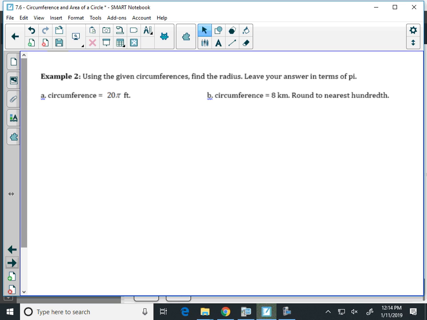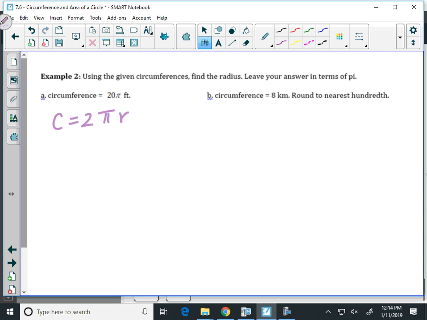And this next example says given the circumferences, find the radius. Your answers in terms of pi. We don't have to worry, I don't know why that's right there. We don't have to with these two examples. Well, I'm given the circumference of a circle, so I'm going to write down the formula for the circumference, which is 2 pi r.